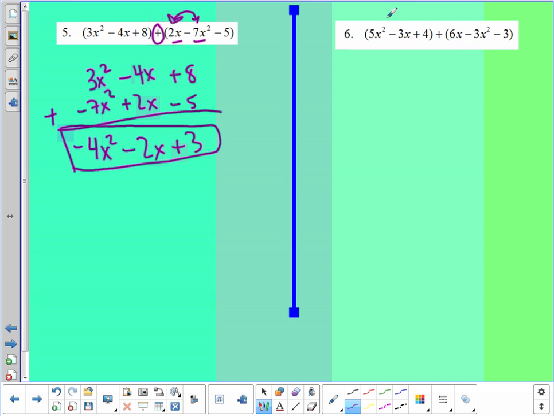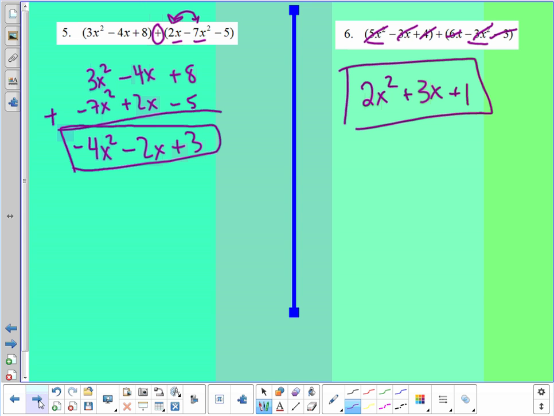So in the second one, 5x squared minus 3x plus 4 and 6x minus 3x squared minus 3. I'll just go ahead and do this one horizontally. So that just means I'm looking for what's in common. I notice that the squareds are my largest exponent. I'm going to start with that. 5 minus 3 is 2. I'm done with those. Then I need negative 3 and 6x. Negative 3 plus 6 is 3, so plus 3x. And I'm done with those. And 4 minus 3 is 1. And I'm done with those. No other terms. I'm done.